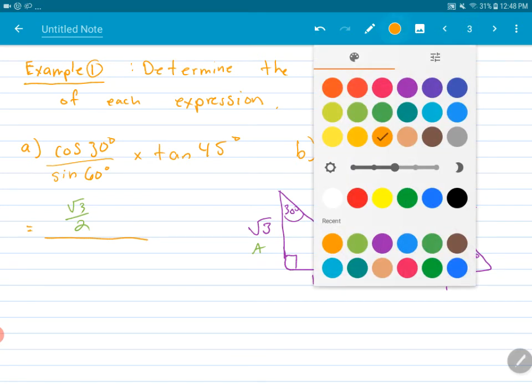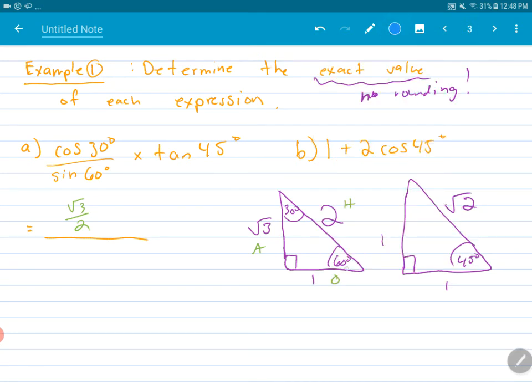And sine of 60 in the bottom. If we're going from 60 degrees, we have a new opposite, adjacent, and hypotenuse. You don't have to write O, A, and H every single time, but it might be helpful for you to see now, but eventually you'll be comfortable where you don't need to do that. So for 60 degrees, sine is opposite over hypotenuse. So we have root 3 over 2. And then we're going to multiply by tan of 45.